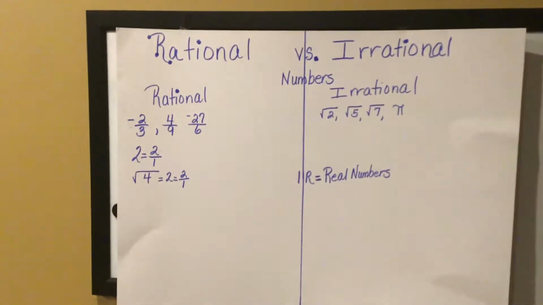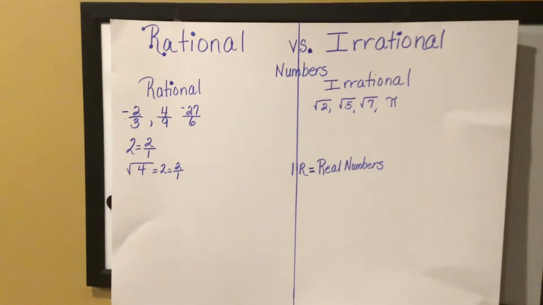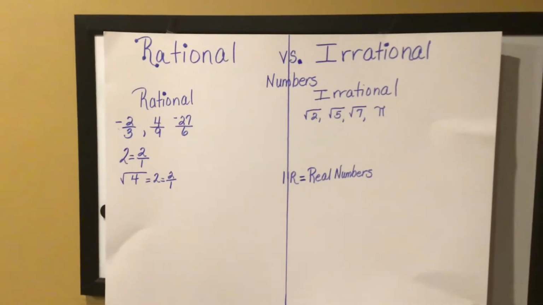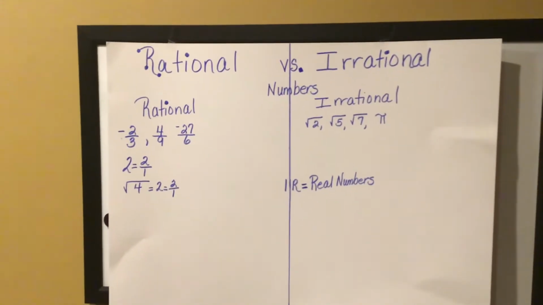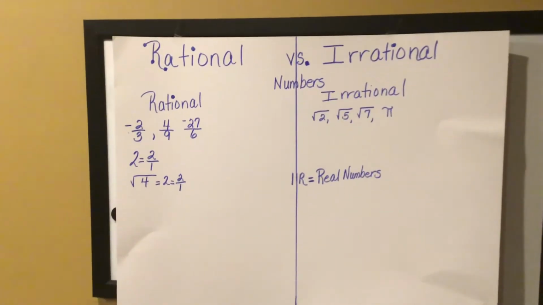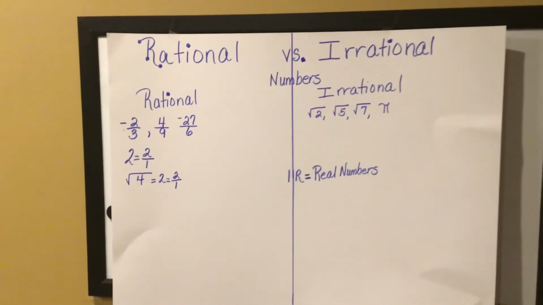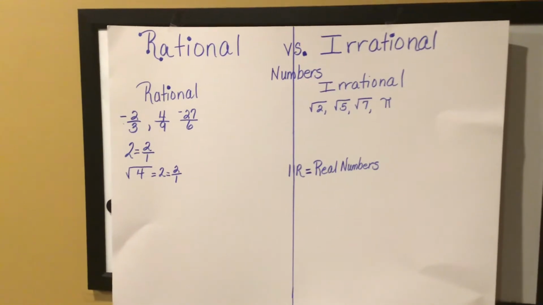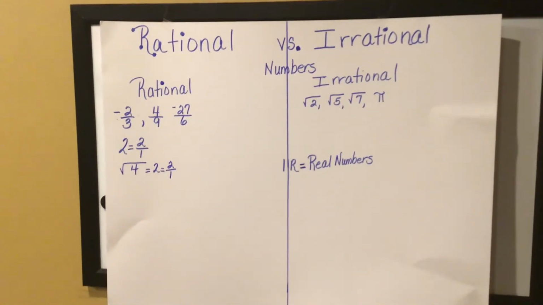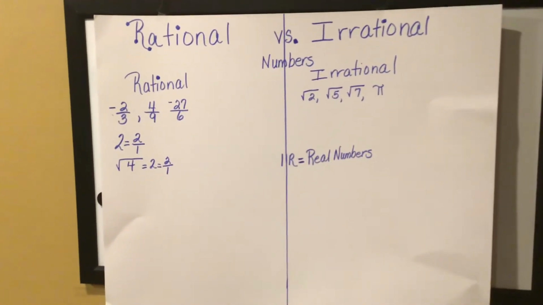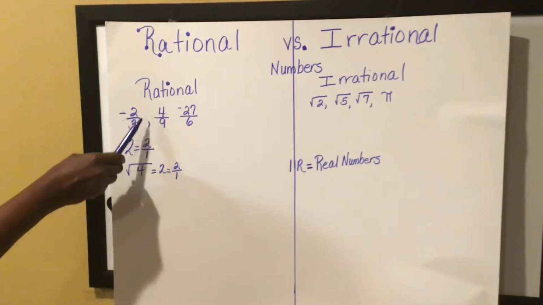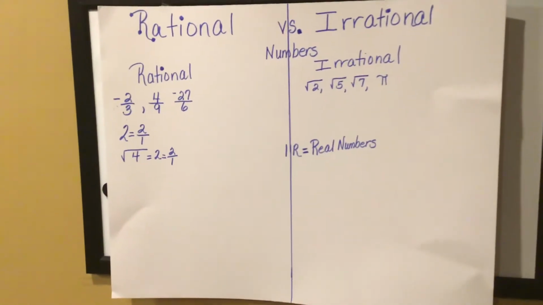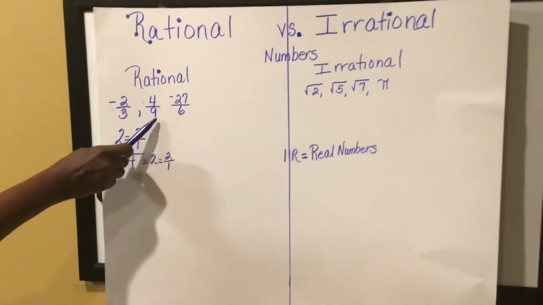Today, we will continue our discussion on the differences between rational and irrational numbers. If you remember from a few days ago, I explained that a rational number is any number that can be written as an integer divided by another integer. So for example, -2 divided by 3, 4 divided by 9.